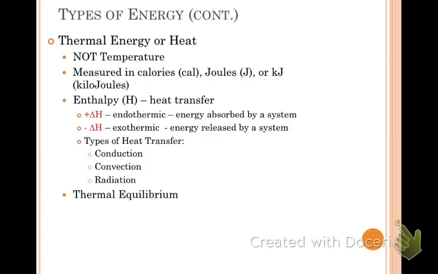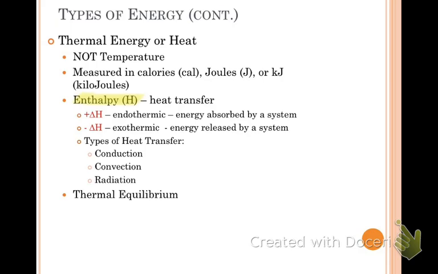We also take a look at thermal energy, or heat. We need to make sure we realize that this is not temperature. Make sure you highlight that, make that big and bold. Temperature is a measure of average kinetic energy. Heat is actually transfer of energy. So we measure it in calories, joules, or kilojoules. Enthalpy, which has the symbol H, is the transfer of heat. And this is big. We're going to be seeing this all throughout this unit.